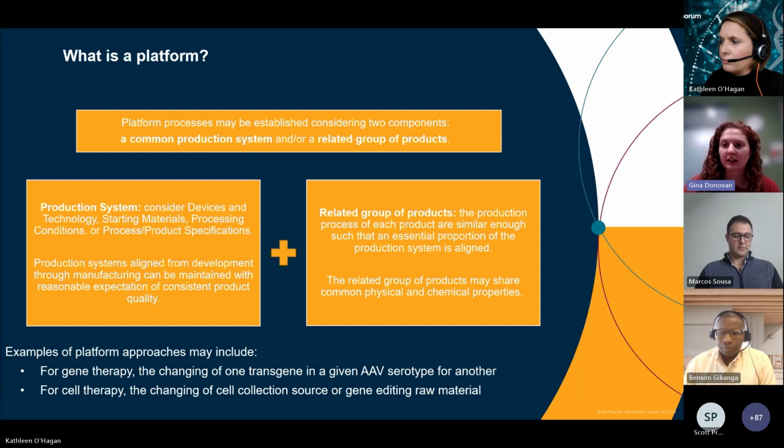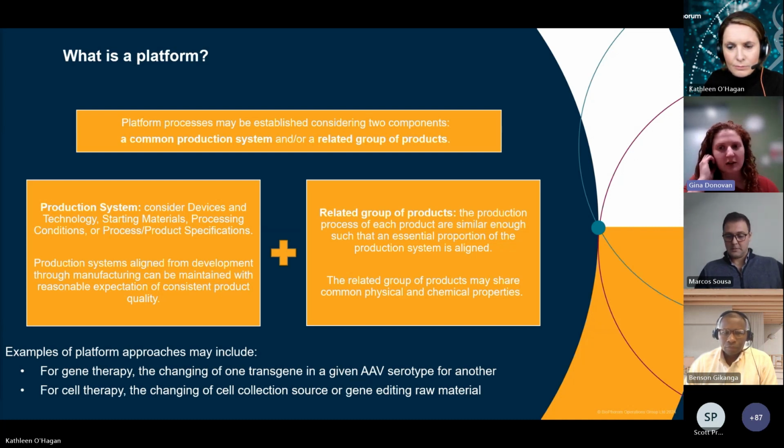So this may be something like changing of a transgene in an AAV process or changing a cell collection source in a cell therapy. The team does acknowledge that leveraging and platforming in cell therapy is more challenging just due to the nature of the processes and products. So there is a heavier emphasis on opportunities and examples for gene therapy that are discussed in the paper.